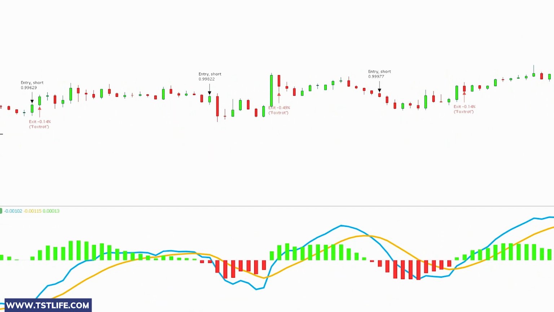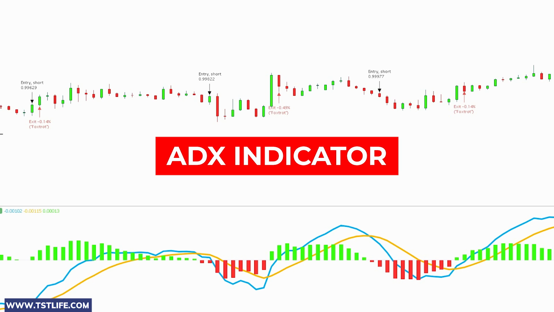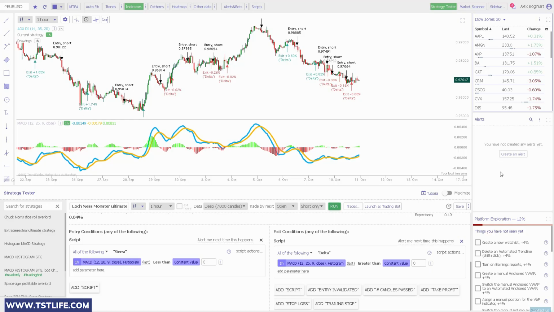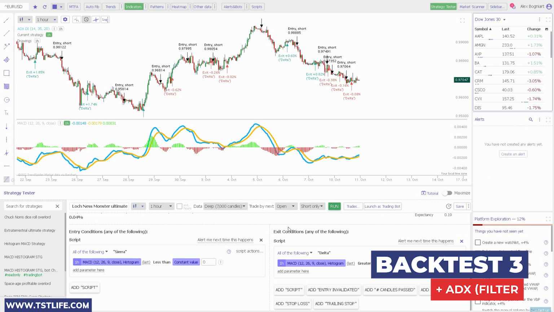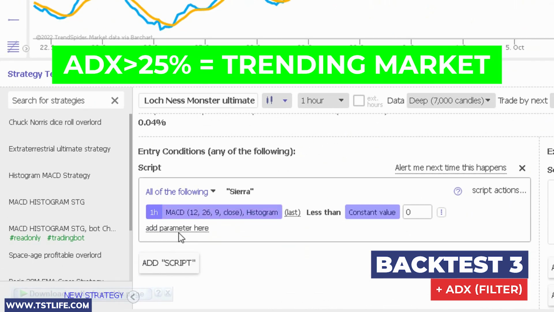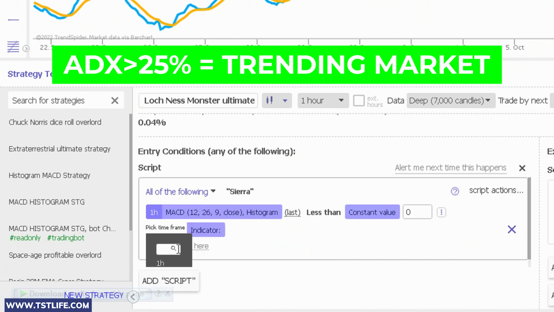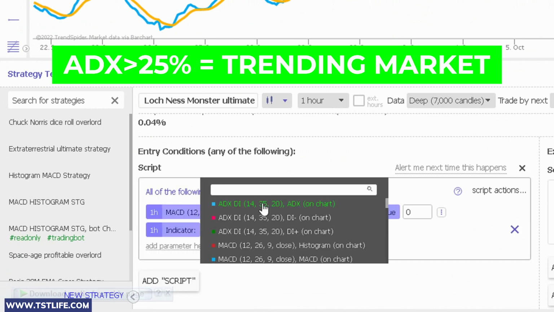One of the indicators that I use to avoid entering a consolidating market is ADX. You can find more details about it in the previous video where we backtested 100 times. To sum up, when the ADX is above 25%, that signifies that the market is trending. So let's add this condition to our setup and see if we can improve the performance of our strategy.